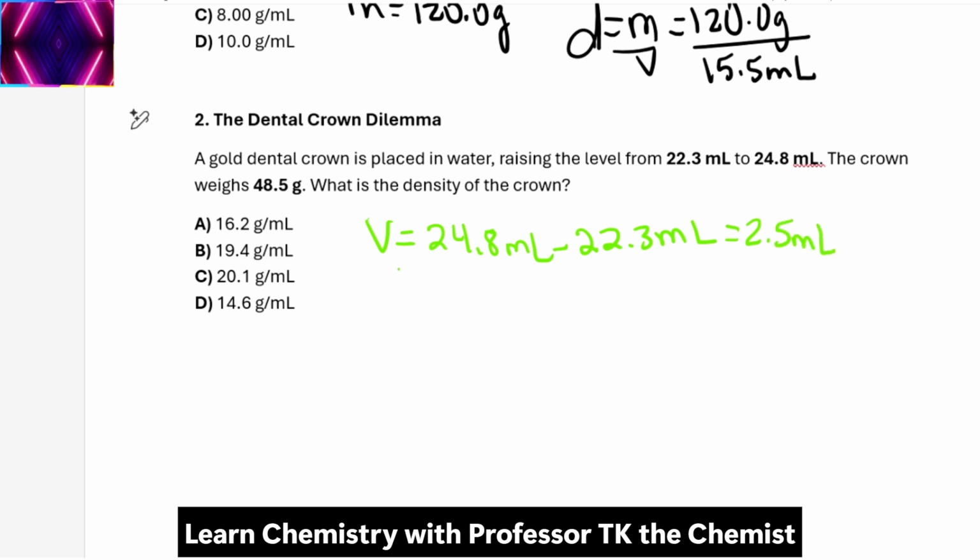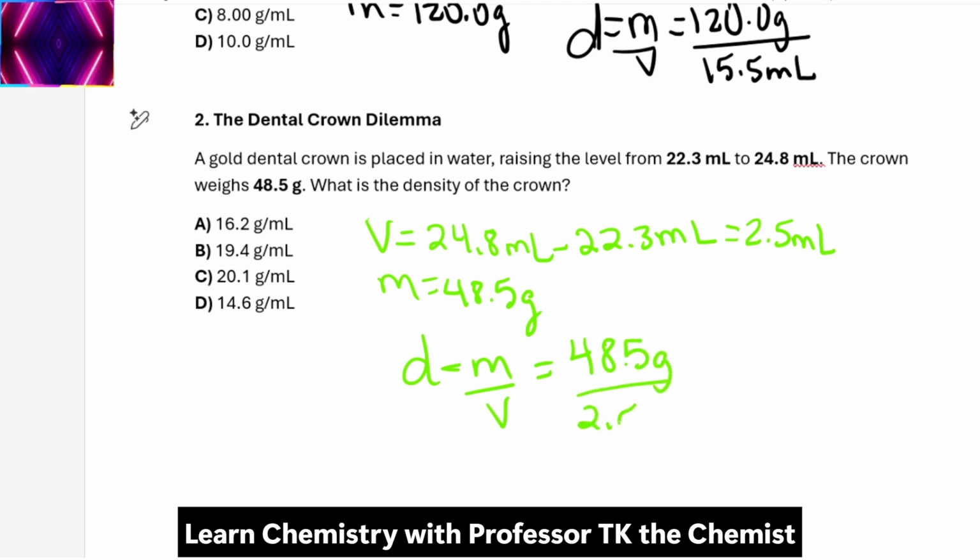Now, it says that the crown weighs 48.5 grams. What is the density? Again, D equals M over V. So my 48.5 grams divided by my 2.5 milliliters will give us the actual density reading. So if we plug this into the calculator, we get 19.4 grams per milliliter. So in this case, the answer is letter B. Any questions from anybody so far?